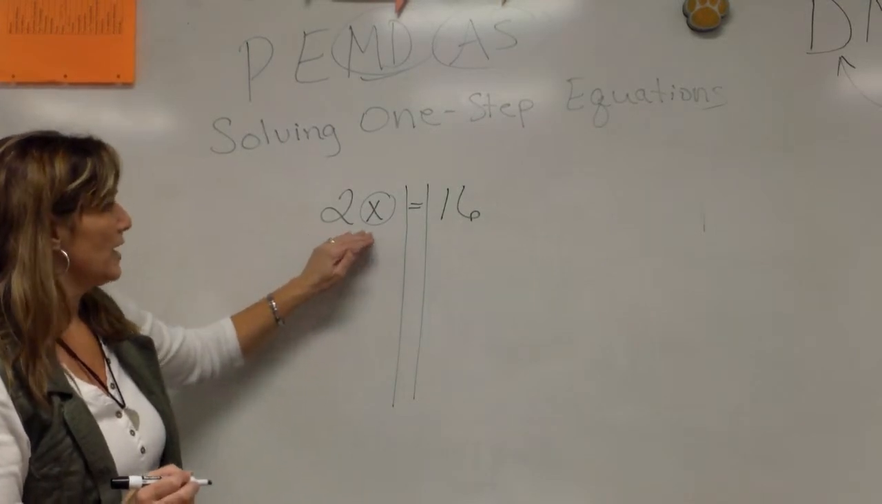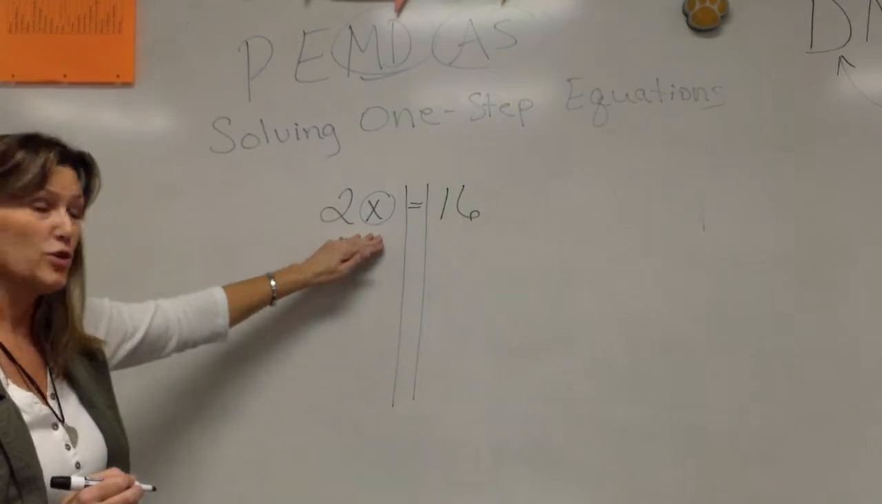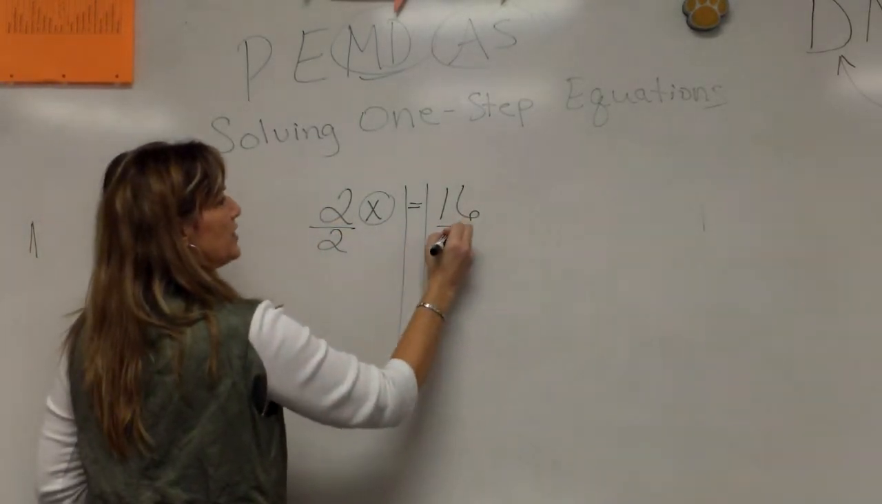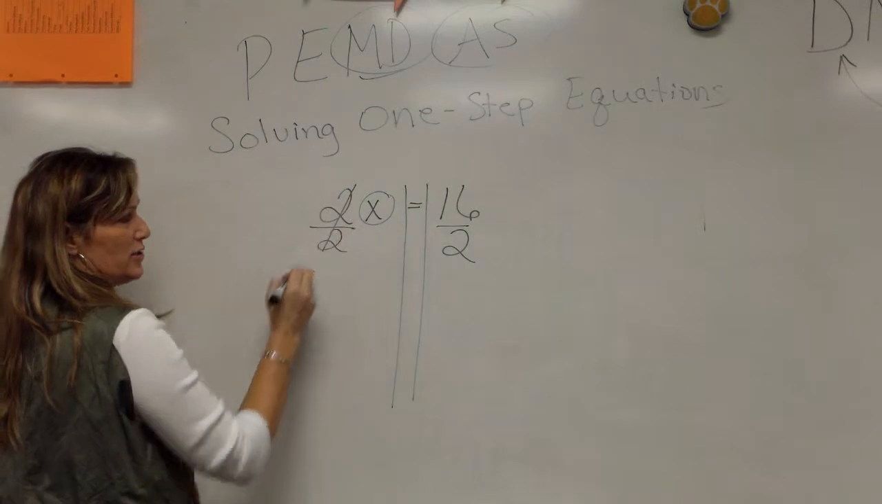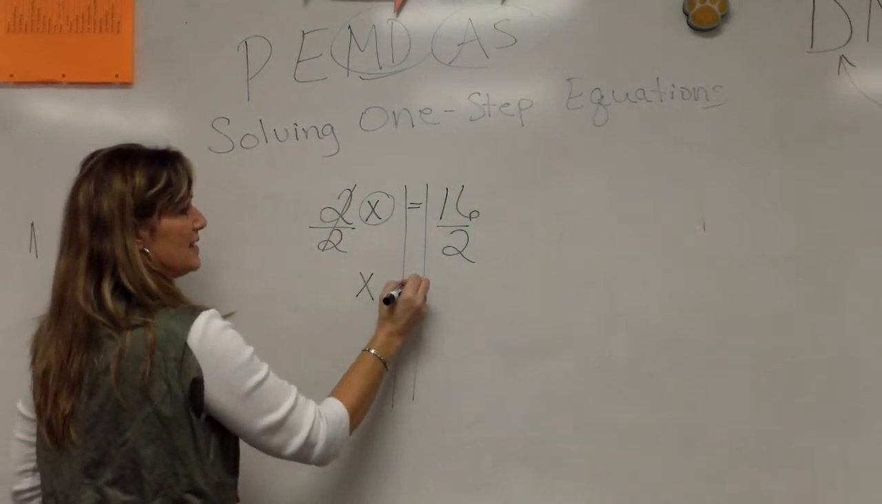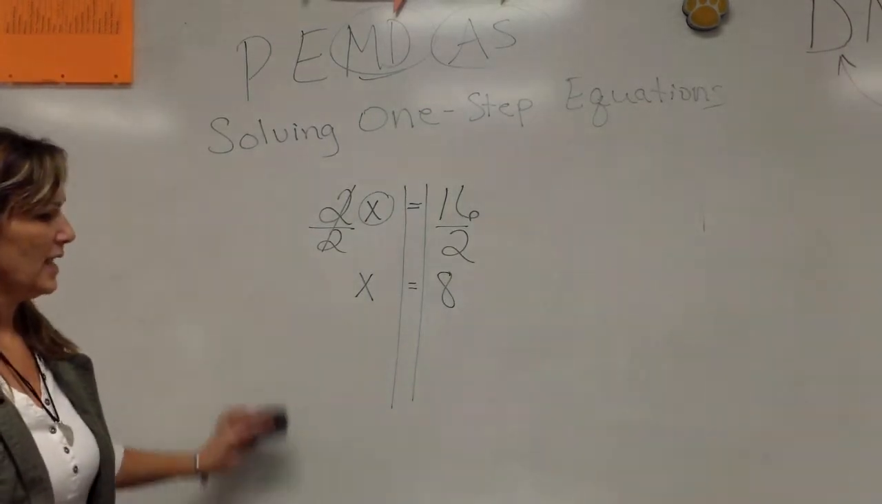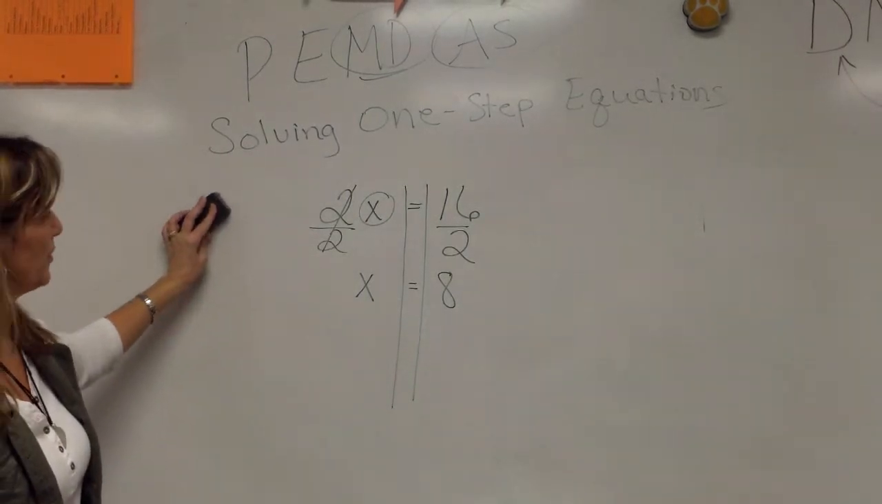If I have a number and a letter beside each other, that means to multiply. So I'm going to divide each side by 2. 2 divided by 2 leaves me 1, so that's x. 16 divided by 2 is 8. Again, you're just doing the inverse operation.